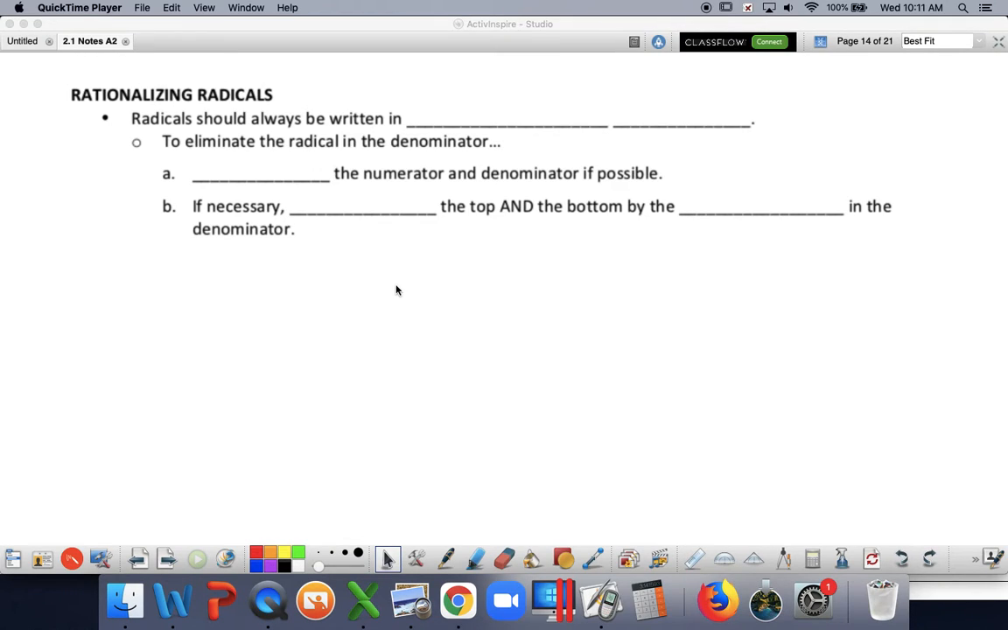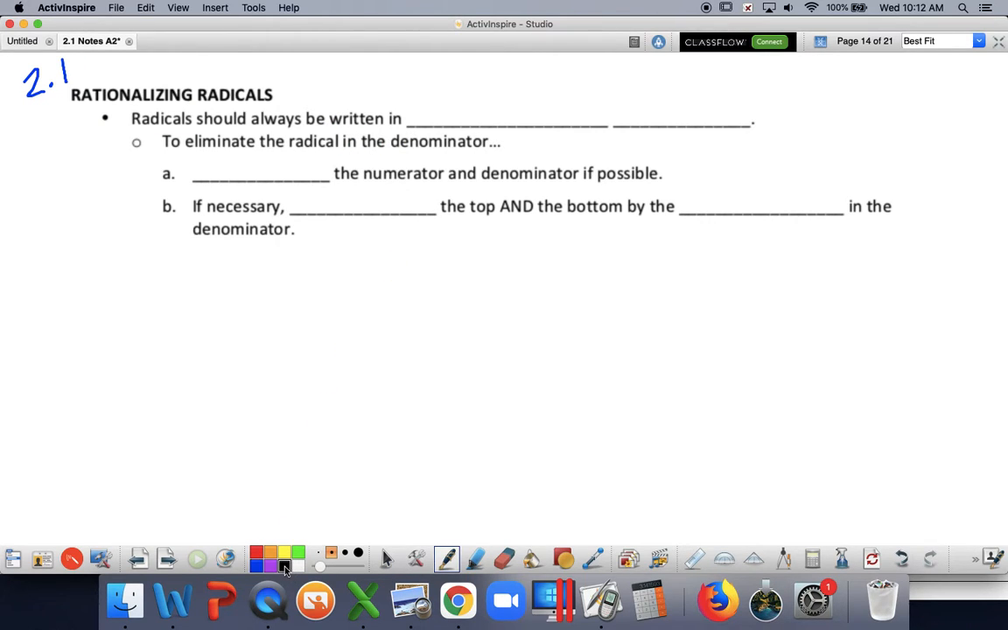All right, this is Algebra 2, Section 2.1. We're going to do page 2 today. I often split up 2.1 and go through it quite slowly because these are really fundamental skills that we will need as we go through the rest of this unit and the rest of this year to be able to work with different radicals. So page 2 of 2.1 is rationalizing radicals.